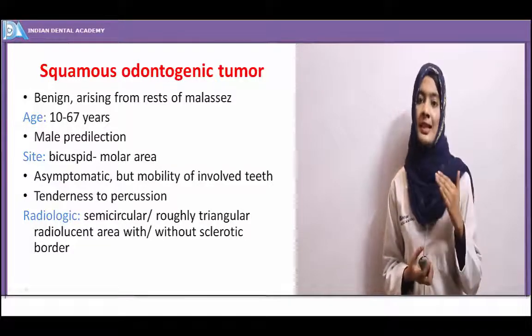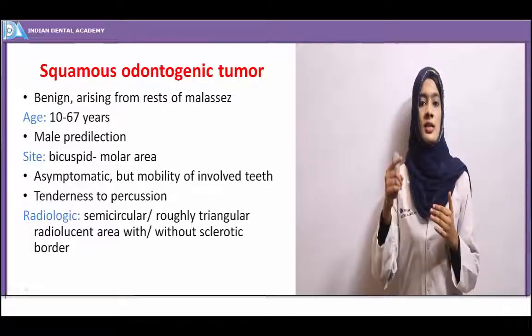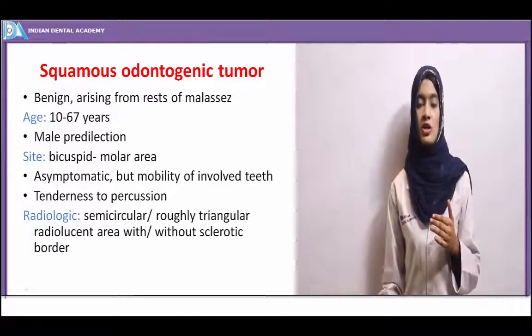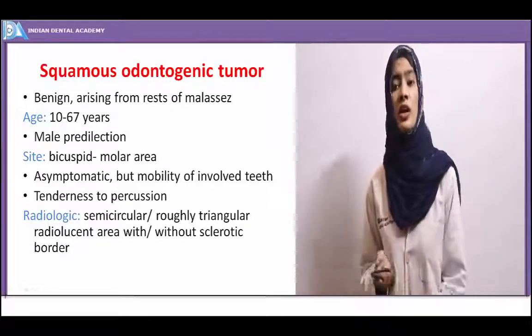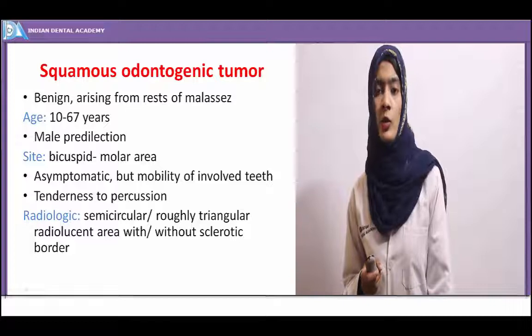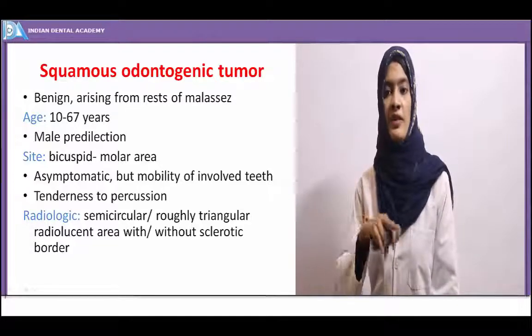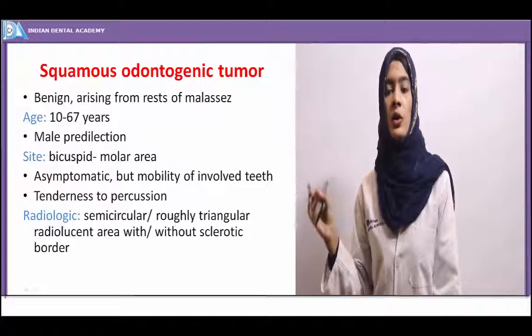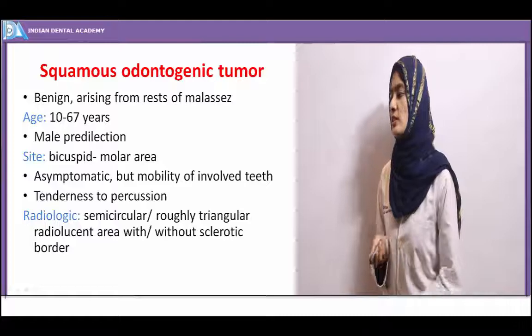When you see the radiologic picture, it appears as a unilocular radiolucency, semicircular or triangular, between the roots of a tooth without any sclerotic border. There is no sclerosis of the surrounding periphery of the radiolucency. Okay, just a semicircular or triangular unilocular radiolucency is seen.